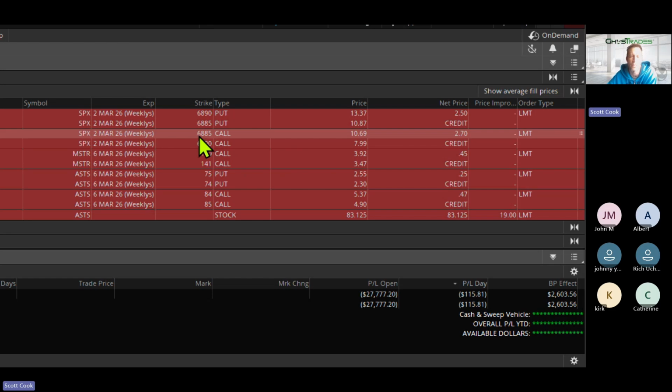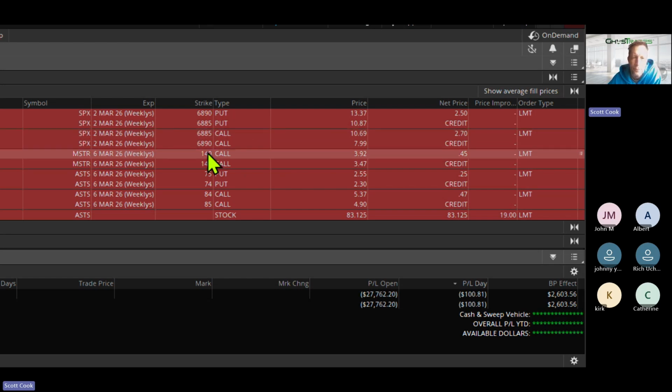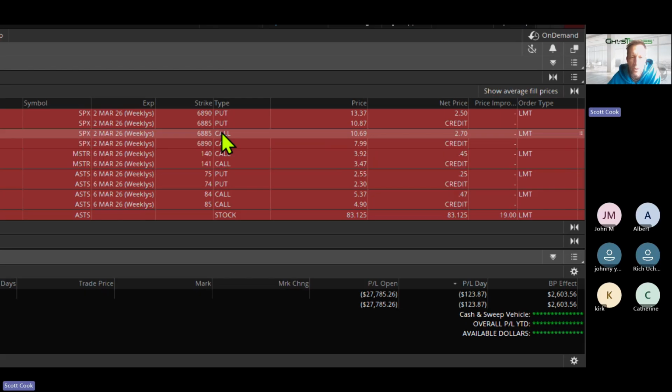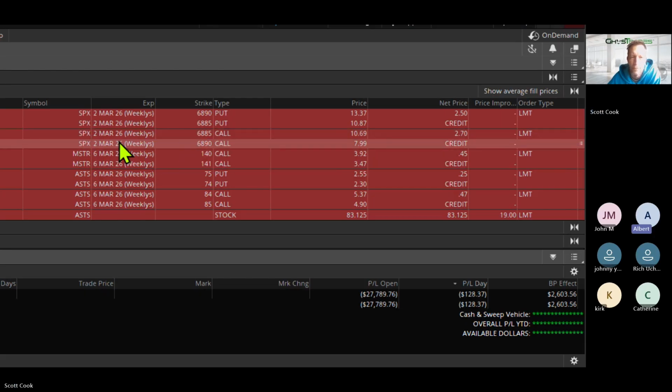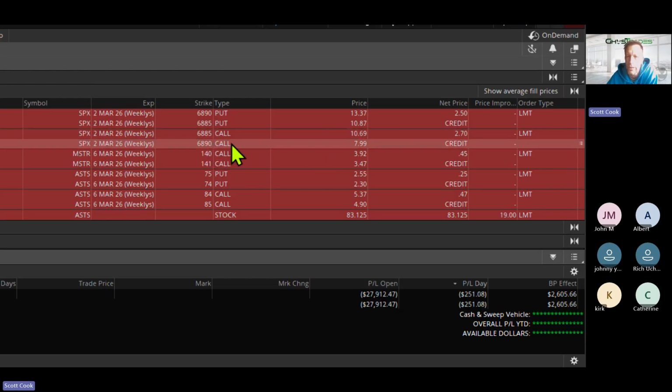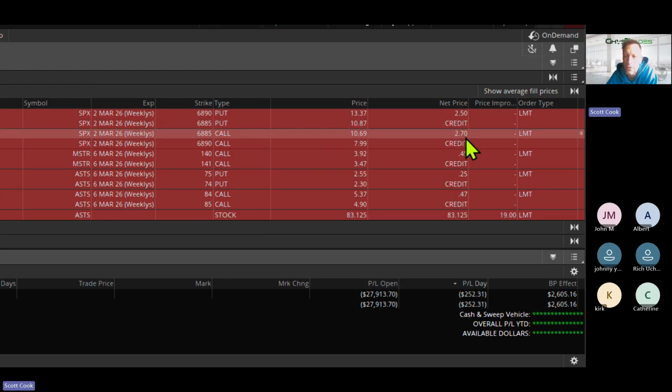Now let's just say that the stock goes up instead. The stock closes above 68.90. Okay, this bear call spread right here is going to have a max loss. My max loss is the difference between these two strikes, which is 5 points, minus my credit of 270. So I took a loss of 230 bucks.